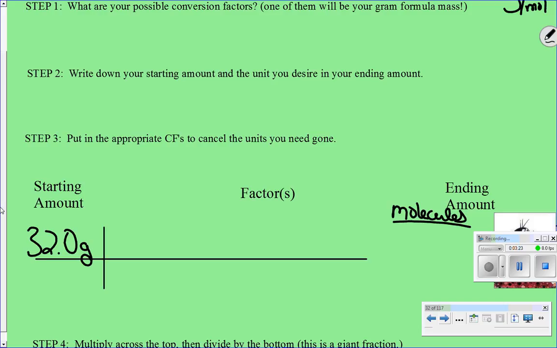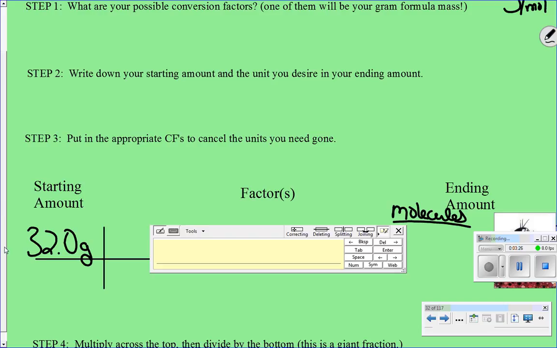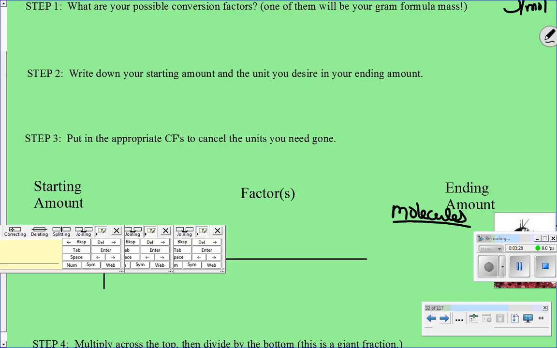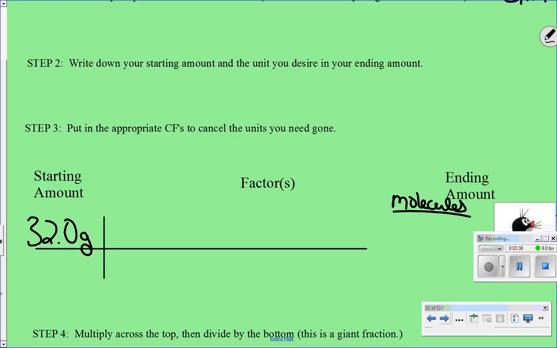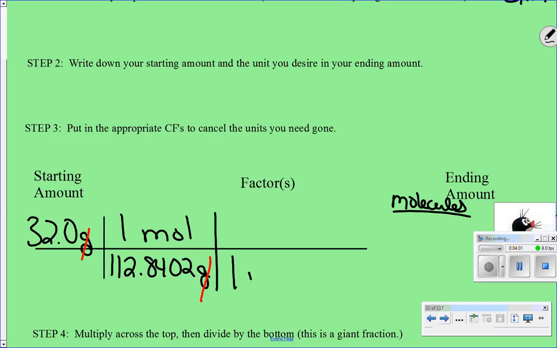So the first thing I need to do is get rid of grams. One thing that you do need to keep in mind is that you can't go directly from grams to molecules. You have to pass through moles. So we're going to first use our gram formula mass, which is a gram-mole conversion. As I told you up above, we have a gram formula mass of 112.8402 grams per mole. So now I've crossed out my grams, and I have moles on top. My next factor, I'm going to put moles on the bottom, and now I'm able to equate this to my number of molecules.